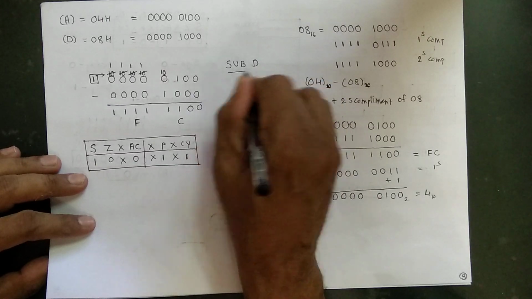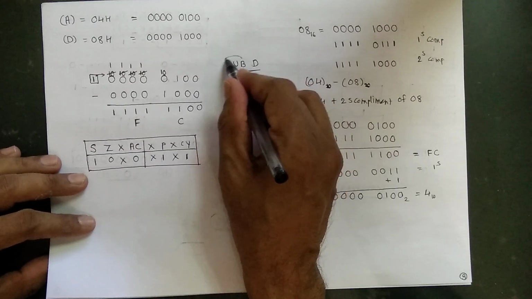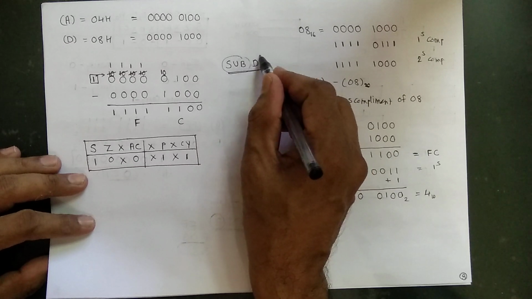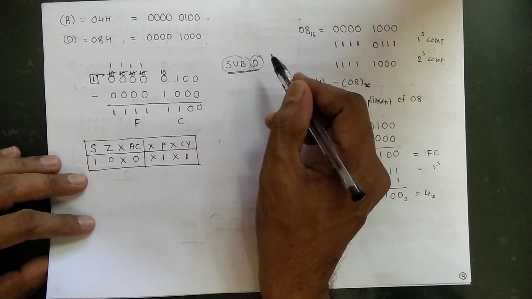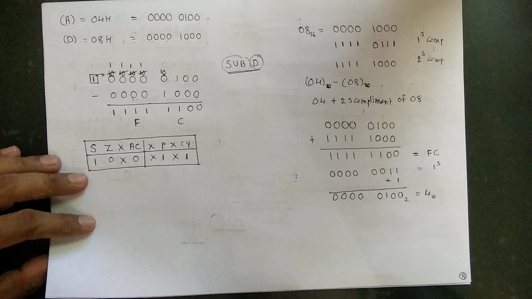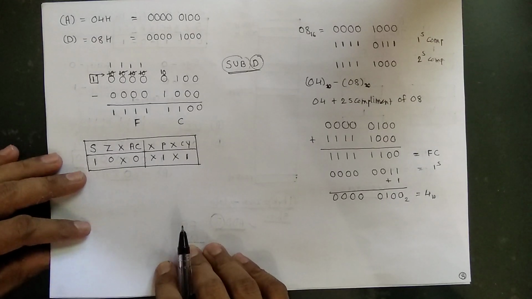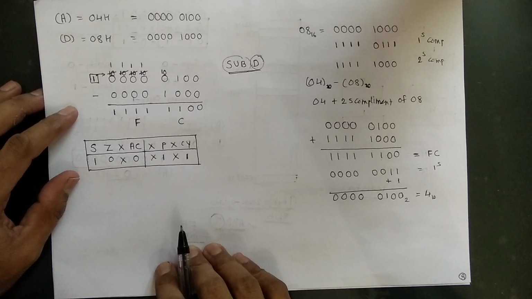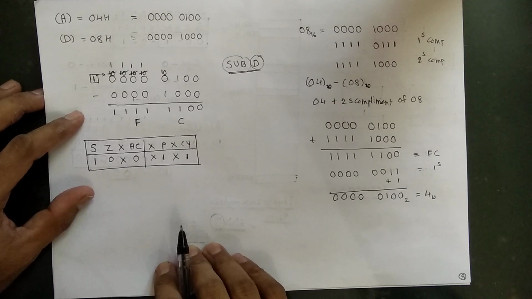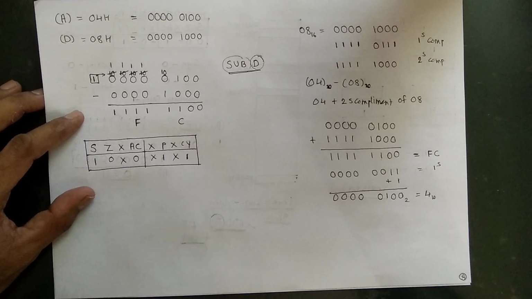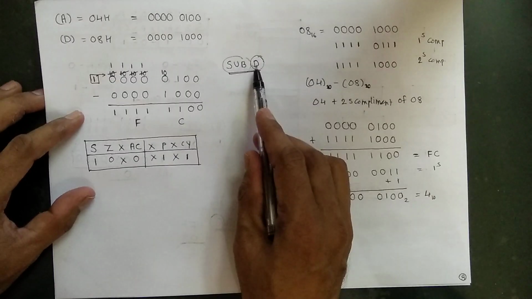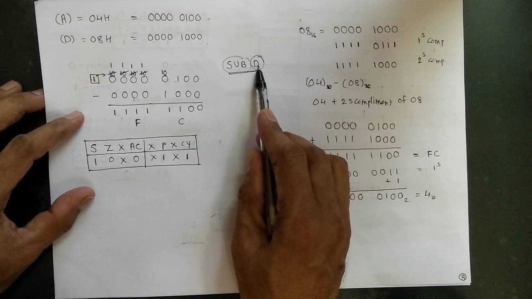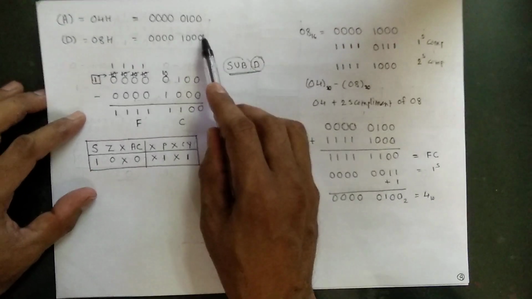SUB means subtract. What you have to subtract? The number present in register D is to be subtracted from the accumulator, and the result is stored in the accumulator. I am going to explain this example in two different ways. Listen carefully. Now subtract D, that means you are going to subtract a bigger number from a smaller number.